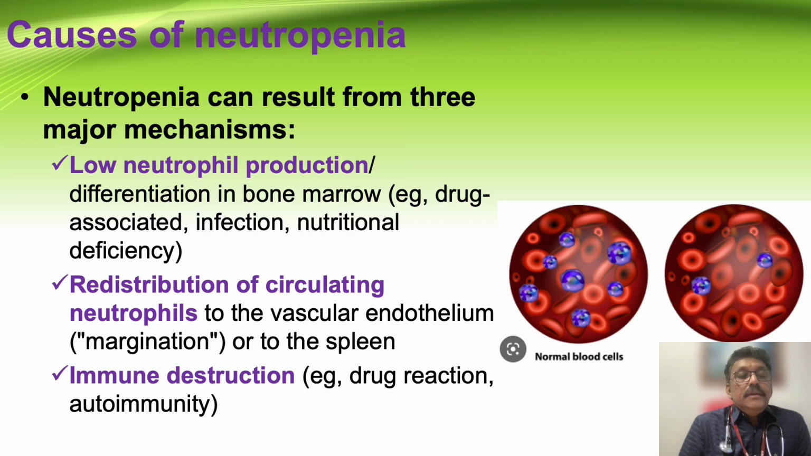The second mechanism is redistribution of circulating neutrophils to the vascular endothelium. This is called margination. Third, neutrophils can be destroyed in circulation or in the spleen. Immune destruction can be drug-induced or due to autoimmune diseases which produce destruction of RBCs, WBCs or platelets. If the WBCs are destroyed by autoimmune diseases, then it can also produce deficiency in the neutrophil count.